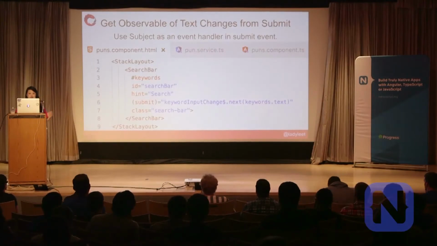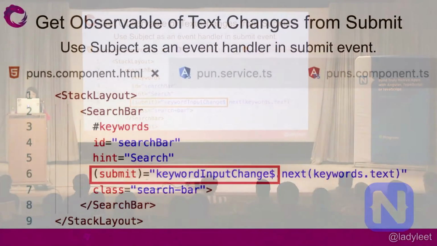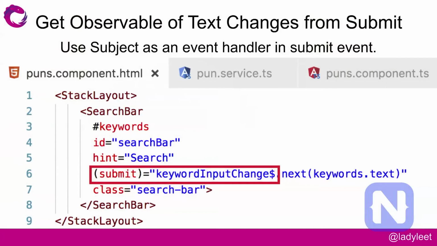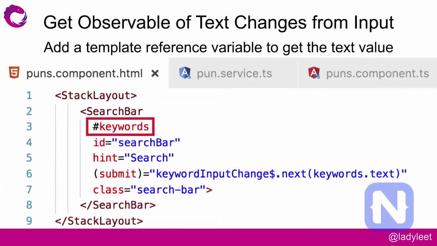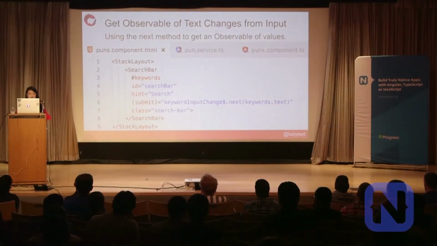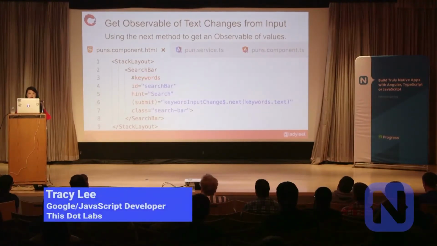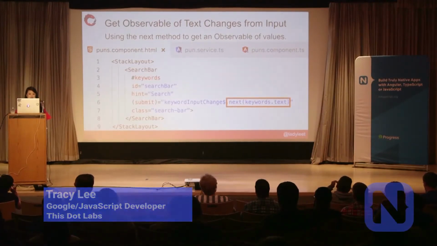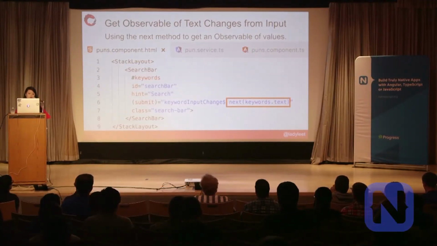Here I'm using a subject, and the subject is called keyword input changes, and I'm using that as the event handler on the submit event. I'm also adding a template reference variable here called keywords to get the text value. And because we are using a subject, and a subject is both an observable and an observer, I'll explain that in a second, and observers have the method next on them, all I'm doing here is just using the next method to push values through our subject to get an observable of those values.